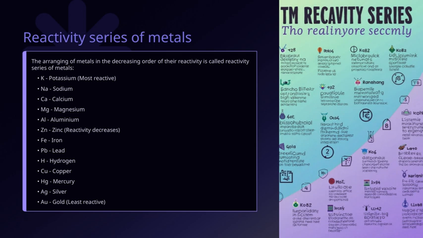The key concept here is that arranging these metals in order of decreasing reactivity is called the reactivity series of metals. This series is crucial because it helps us predict how metals will react in different chemical reactions and is fundamental in understanding corrosion, displacement reactions, and more. So, the reactivity series is essentially a ranking that helps us understand the behavior of metals in various chemical processes.